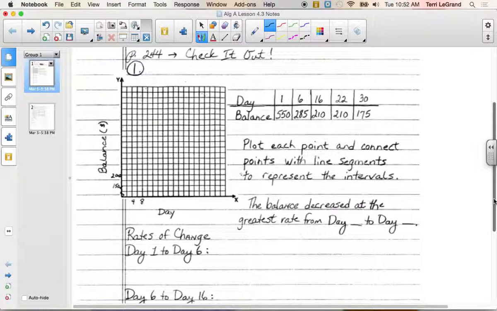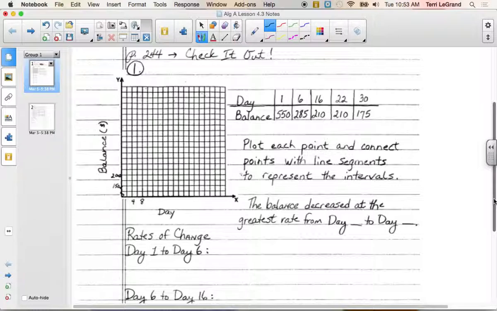Okay, so in this problem, we're at the bottom of the page. Check it out, problem number 1. The table shows the balance of a bank account on different days of the month. How many of you have a bank account? Anybody here got a bank account? Okay. And there's a balance in it. What's that mean? Money. How much money's in there, right? So if you went to check on your balance today, you would be checking to see how many dollars and cents are actually in your account at that time. That's what the balance means.